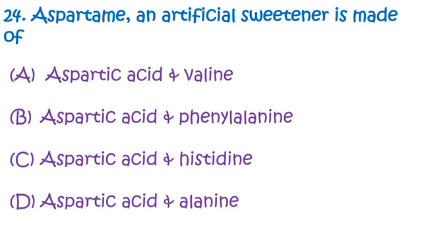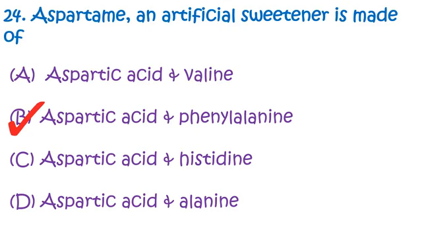Question number 24. Aspartame, an artificial sweetener, is made up of, options are option A aspartic acid and valine, option B aspartic acid and phenylalanine, option C aspartic acid and histidine, option D aspartic acid and alanine. Correct option is option B aspartic acid and phenylalanine.